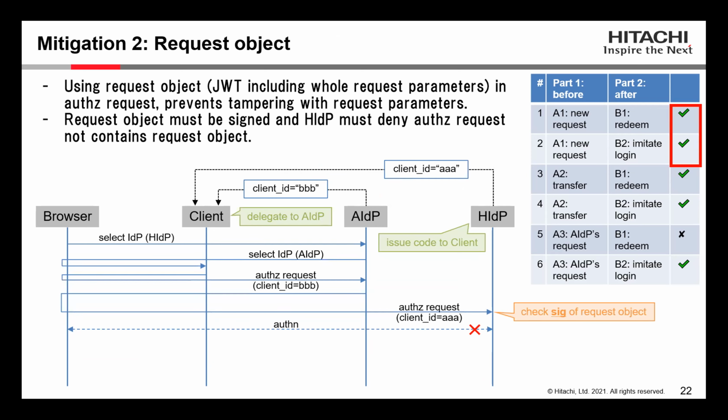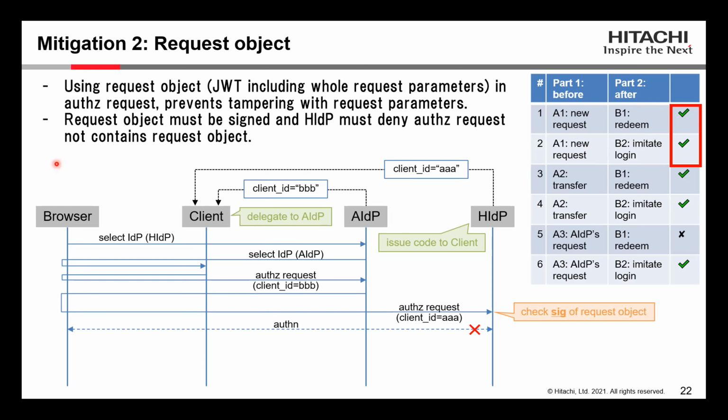Mitigation 2 is using the request object in the authorization request. The request object is a JWT including whole request parameters, usually used to prevent tampering with request parameters. In this mitigation, the request object must be signed and HIDP must deny an authorization request not containing the request object.